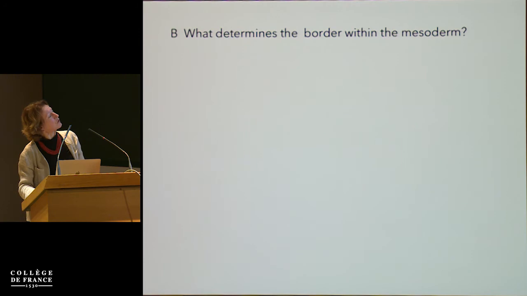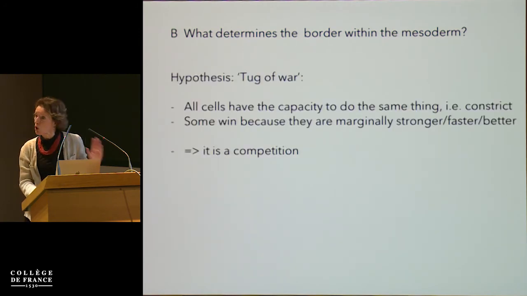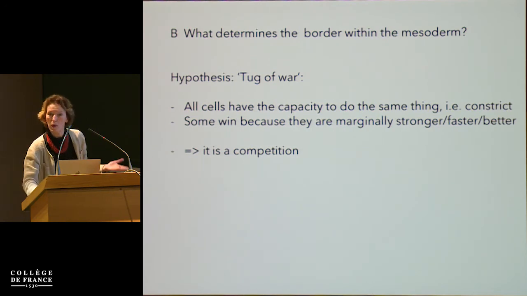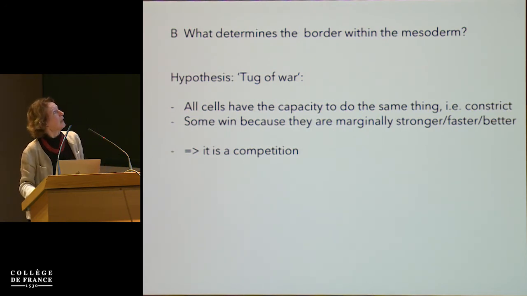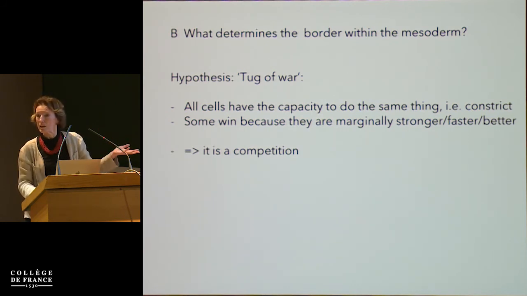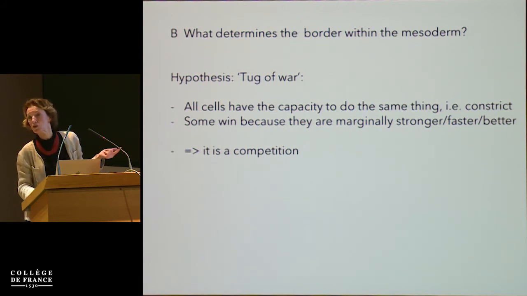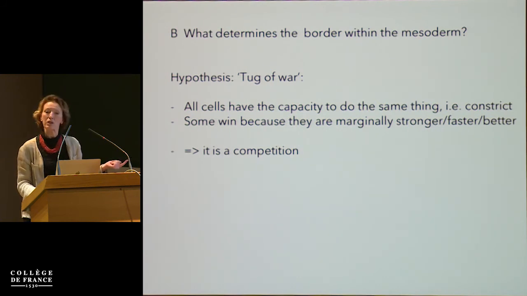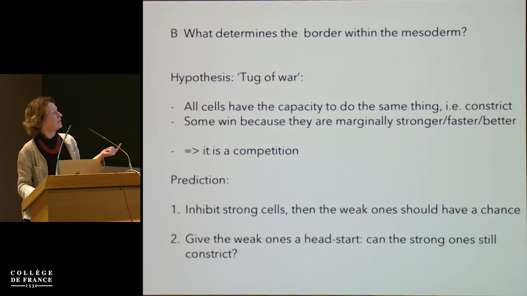Okay, so what about the border within the mesoderm? What I want to propose, we don't know, but what I want to propose and show you some supporting data is a hypothesis that it's a kind of a tug of war. So we think that perhaps all cells have the capacity to constrict, to do the same thing. They're equal, they have the same program, just at different levels. But some win because they're stronger and thereby inhibit the weaker ones from winning. So it's a competition.